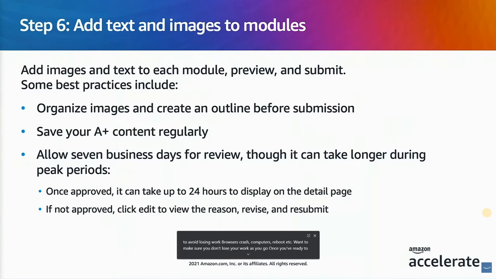Once you're ready to submit, allow 7 business days for your content to be reviewed. And then up to 24 hours after the content has been approved for the content to appear on the detail page. If a piece of A+ content is flagged during moderation, we'll highlight for you in the content why it has not been approved so that the content can be remediated.